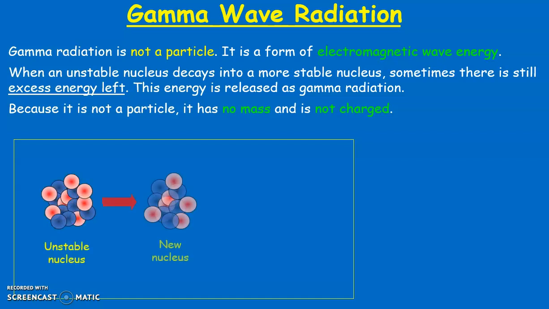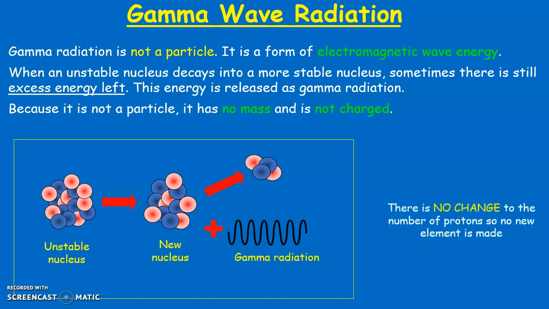Here's your unstable nucleus, turned into a new nucleus, in this case by alpha decay, got 2 protons, 2 neutrons. Excess energy in the new nucleus is then released as gamma radiation. No change to the number of protons, no new element is made. Pause the video and copy this information, please.